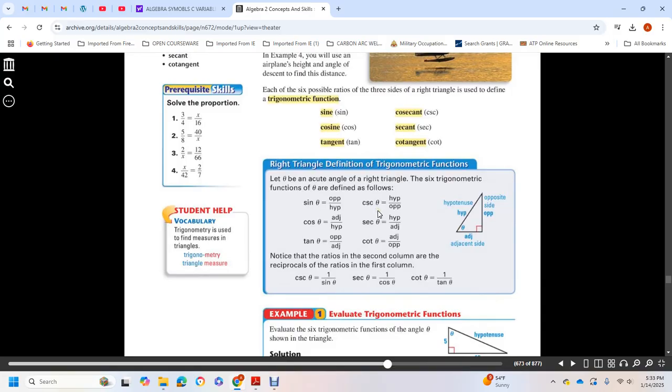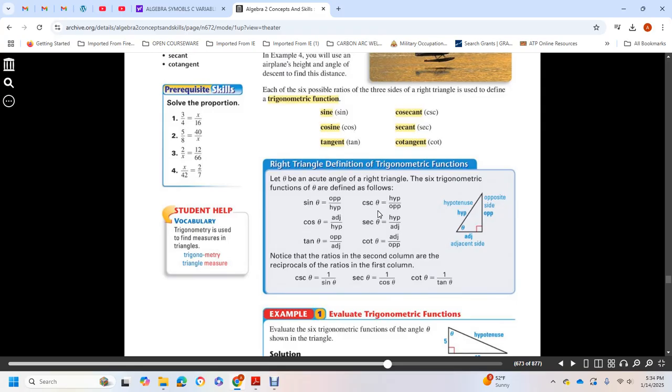Right triangle definition of the trigonometric functions. Let θ be an acute angle of the right triangle. The 6 trigonometric functions of angle θ are defined as follows: sine θ is the opposite over the hypotenuse. Cosine θ is adjacent over the hypotenuse. Tangent is opposite over adjacent.